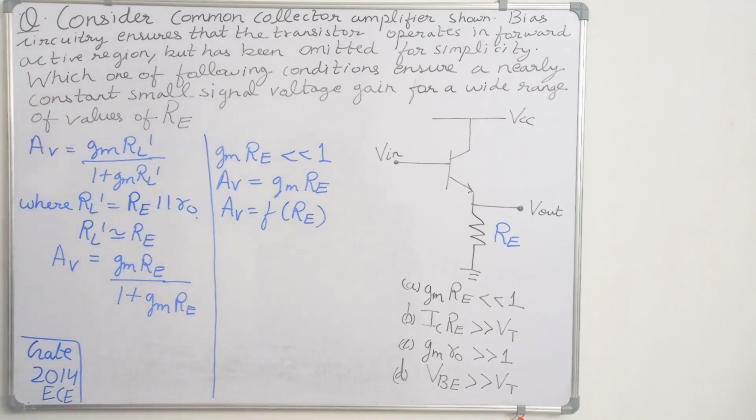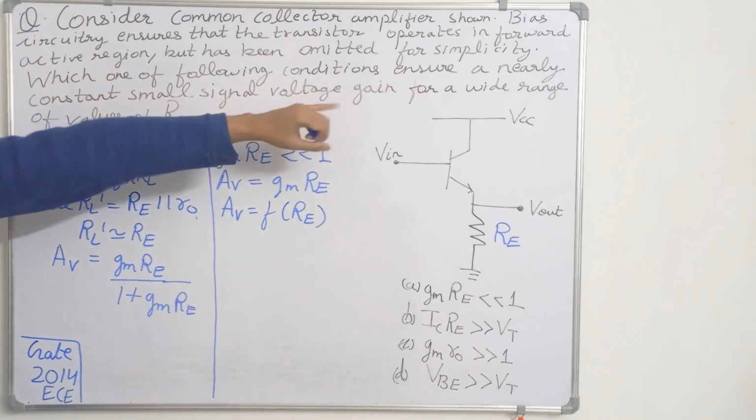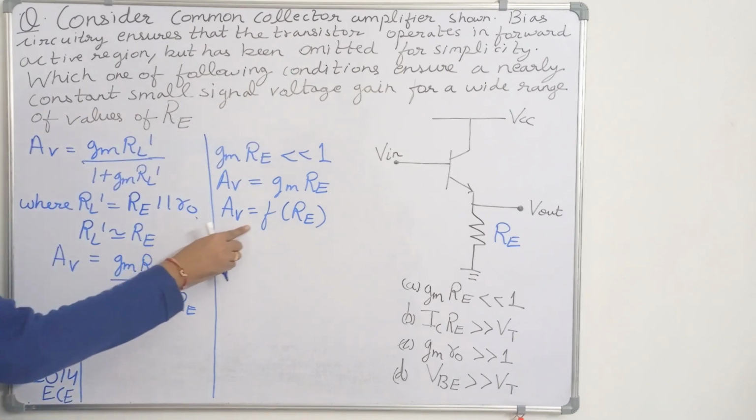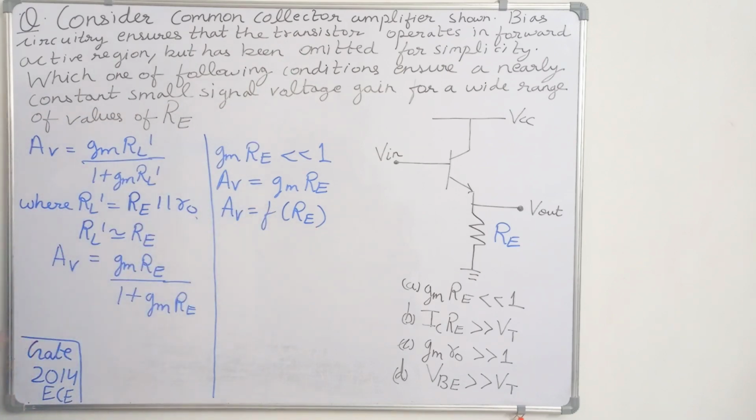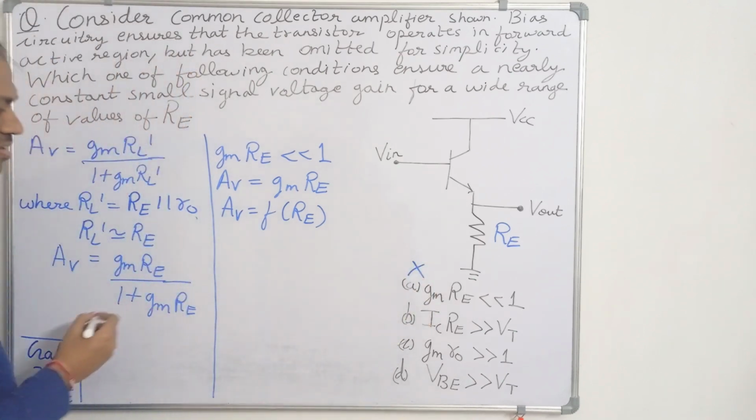But the condition we want is one that ensures a constant small signal voltage gain. But this voltage gain will change with the emitter resistance. So this cannot be true. So option A cannot be true.